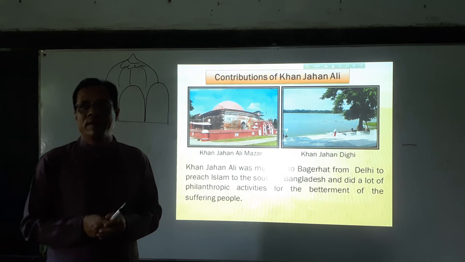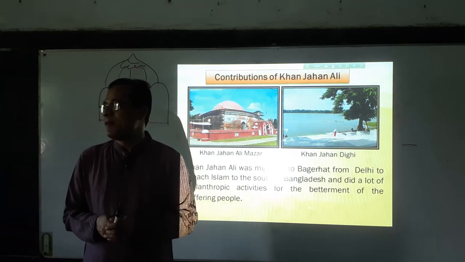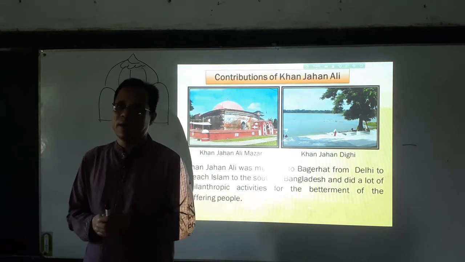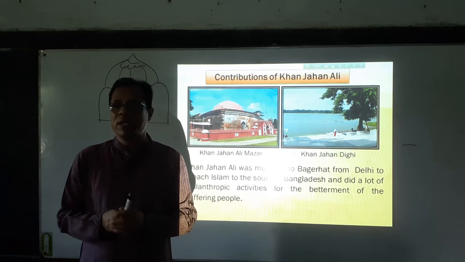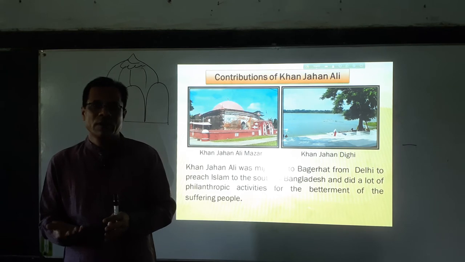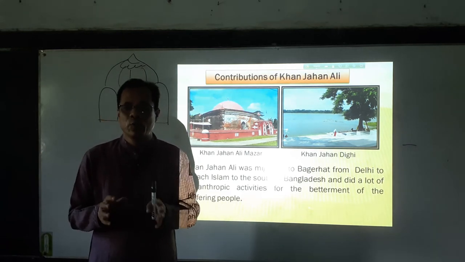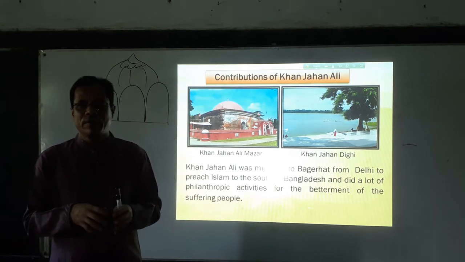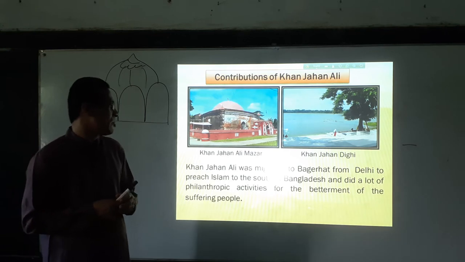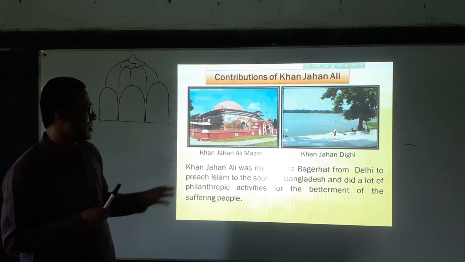The people who lived here did not get sufficient opportunities and facilities. They had no pure drinking water. They had no way of communication, no roads, and the shelter was too poor. Khan Jahan Ali watched all of this carefully and decided that he had to take necessary steps to develop this area.